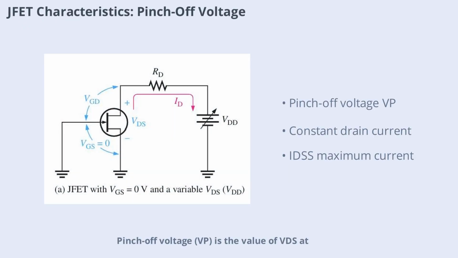Pinch-off voltage, VP, is the value of VDS at which ID becomes constant for VGS equals 0V. Increasing VDS above VP produces an almost constant drain current. IDSS is the maximum drain current for a given JFET, specified when VGS equals 0V. These characteristics are vital for understanding JFET operation and designing circuits with stable current flow.